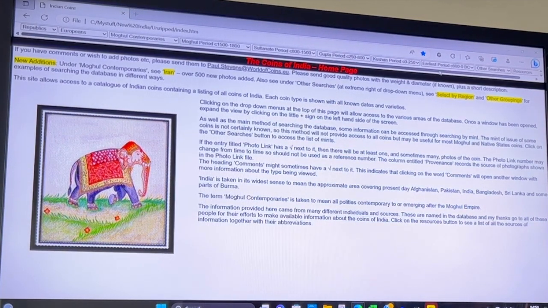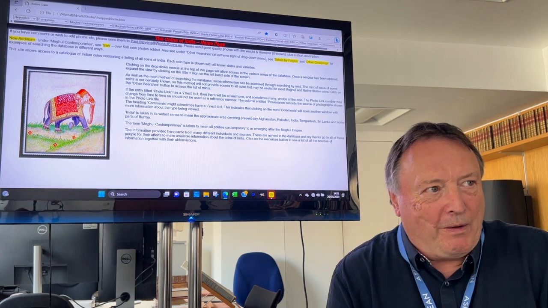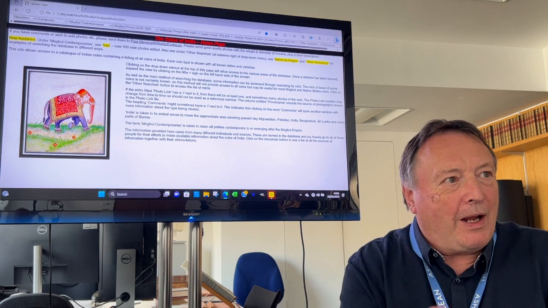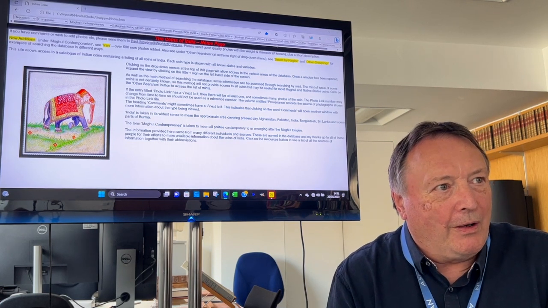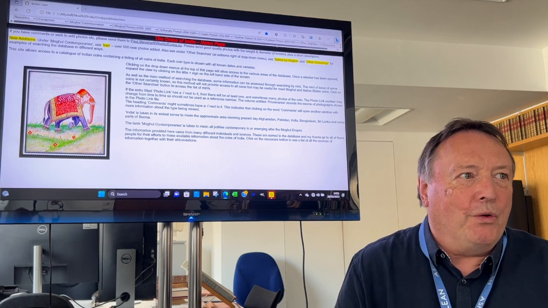and I don't really care what anybody else thinks. So I don't want any criticisms about that, thank you. But up to the Sultanate period are really the coins I used to collect. So that part of the database is pretty good, actually.